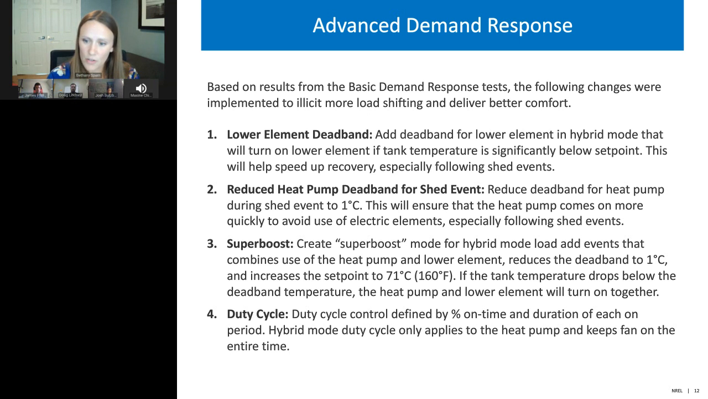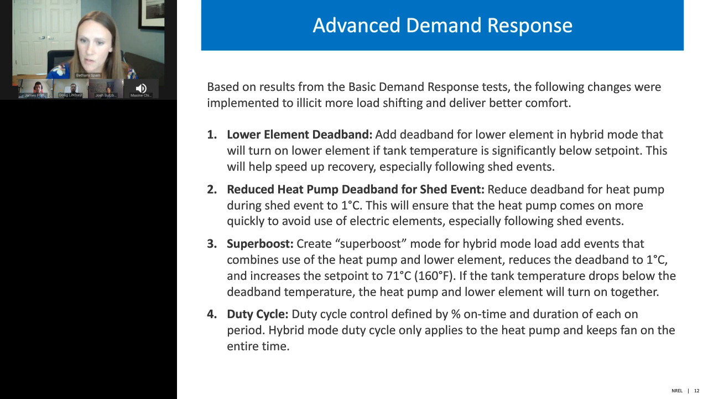The third control change was something we called Super Boost. We were trying to figure out if you could throw anything at this thing, if you really wanted to increase energy use, what could you do? This may not be terribly practical, but we were trying to develop our upper bound on load add capability. So in Super Boost, we were turning the heat pump and the lower element on, reducing the deadband, and increasing the set point to 160, which would obviously require a mixing valve. So this was load add on steroids.